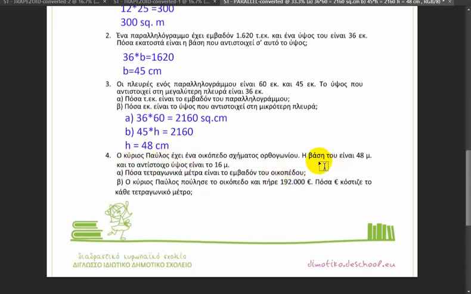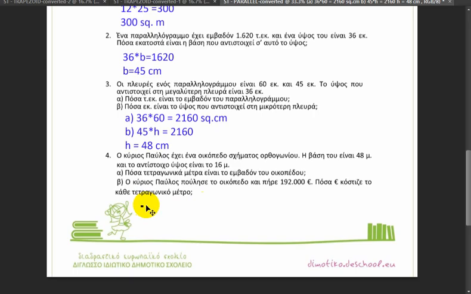Next up, we have a piece of land that has the shape of a rectangle, and we need to find its area given that one side is 48 and the other side is 16. To do so, we just need to multiply one side with the other.